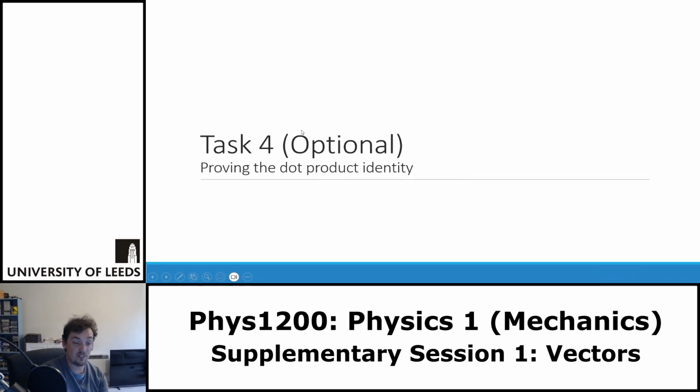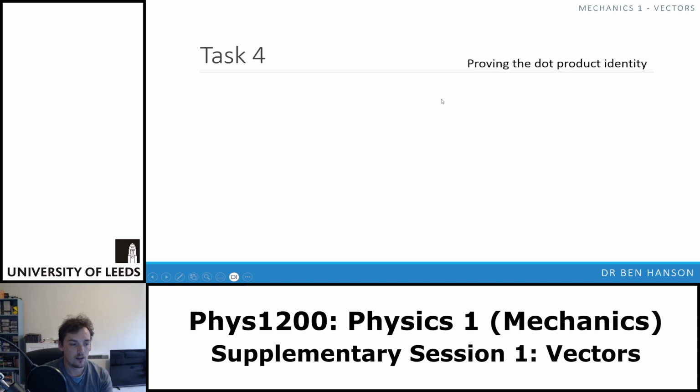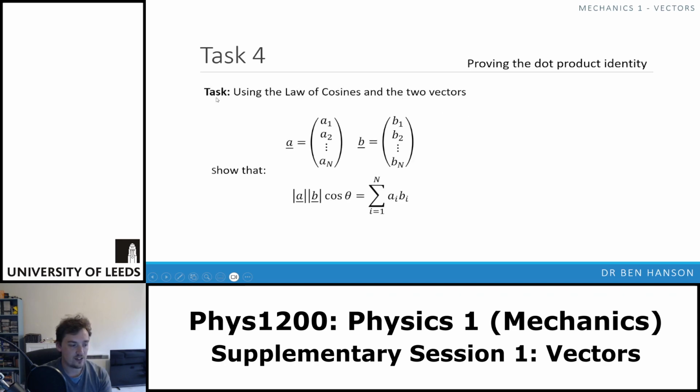Here's an optional task. If you're into maths, if you like things being rigorously proved, if you're doing theoretical physics, this might be something worth having a go at: proving the dot product identity in general. So not just for x, y, and z, but in general. So here we go. The task is using the law of cosines and the two vectors A and B. The law of cosines is something that's a bit more general than Pythagoras' theorem. You can Google it, have a look at what it is.